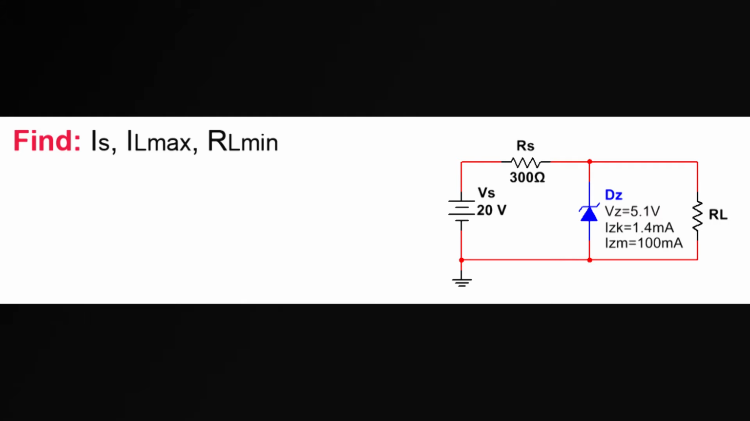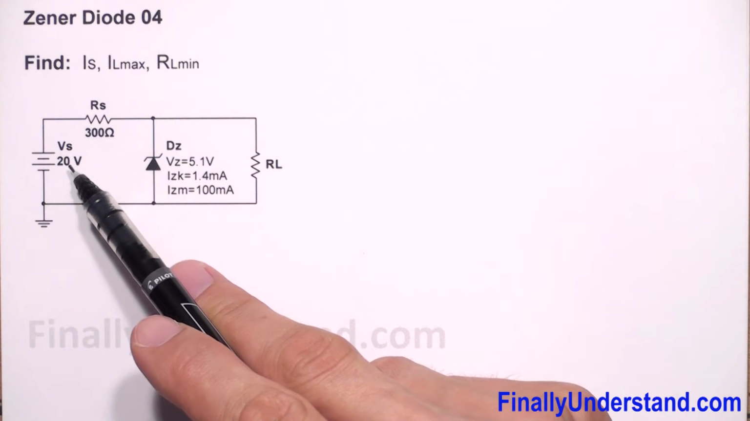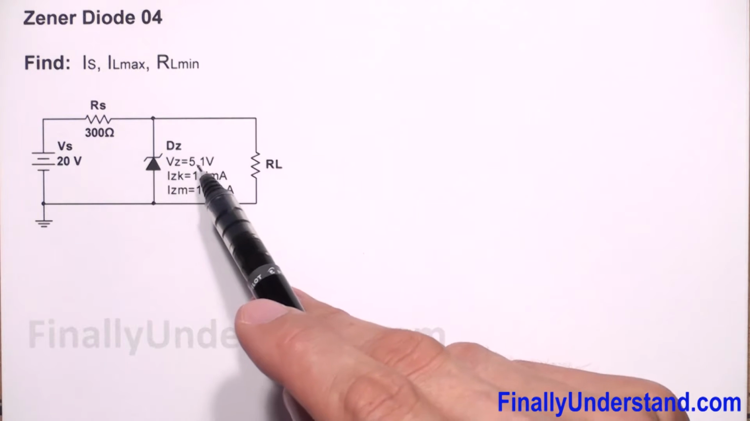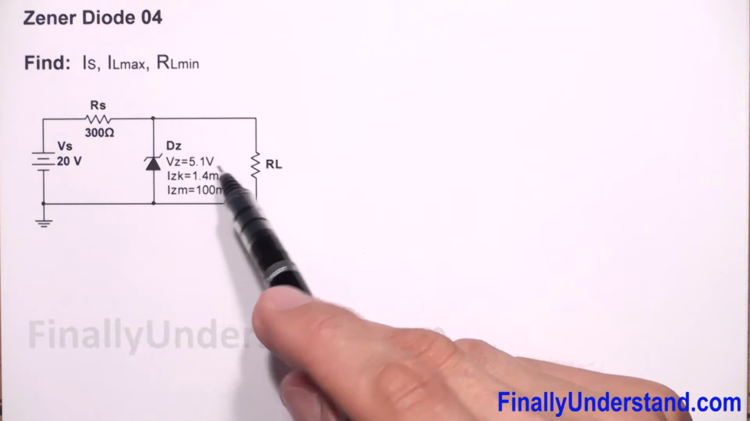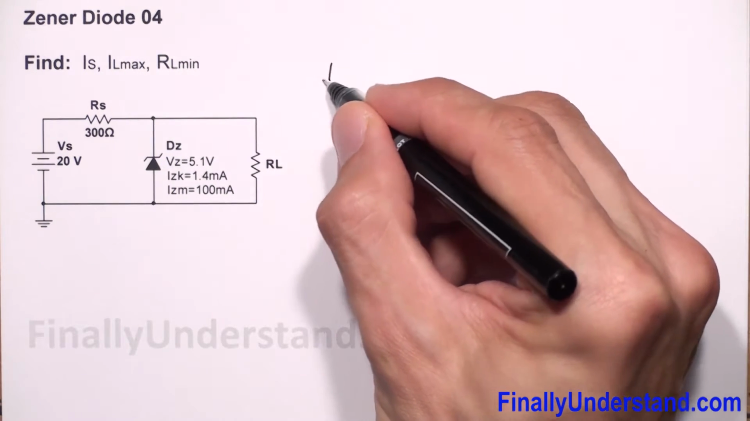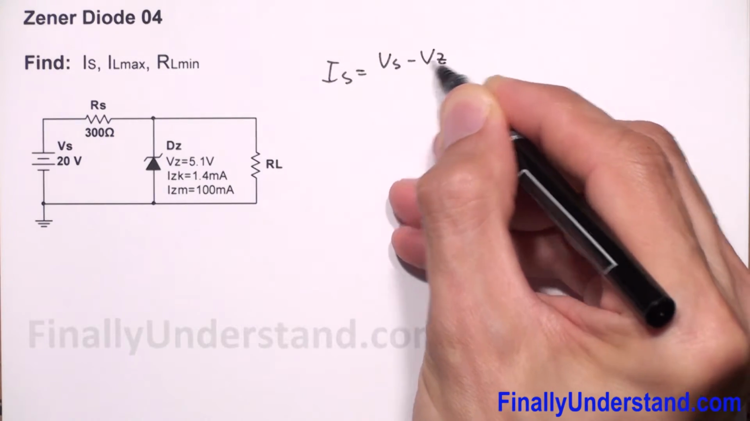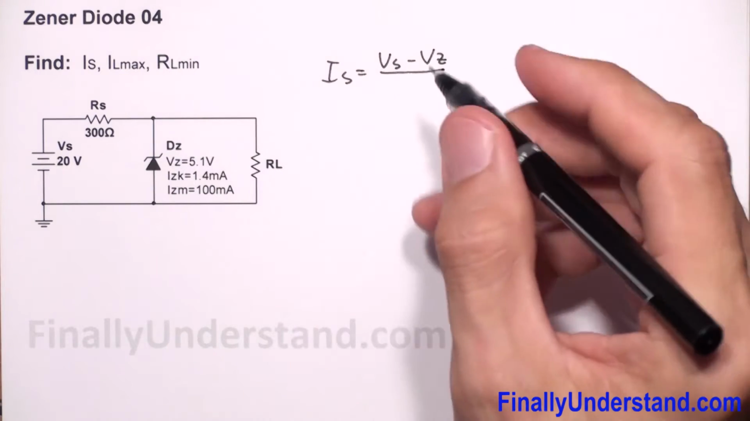Let's take a look at this example. In this example, we're supposed to find the current IS. Please notice that the voltage source is given and the Zener diode voltage is given, so we can find the current IS very easily. IS is equal to the voltage source minus VZ over RS.